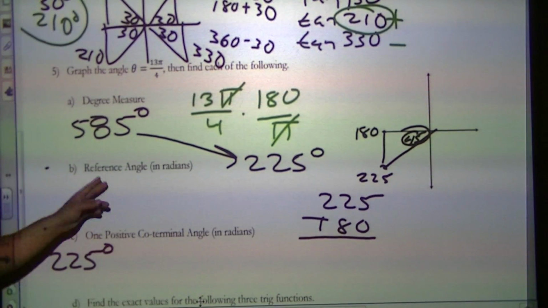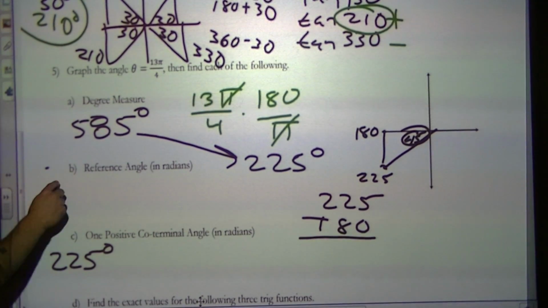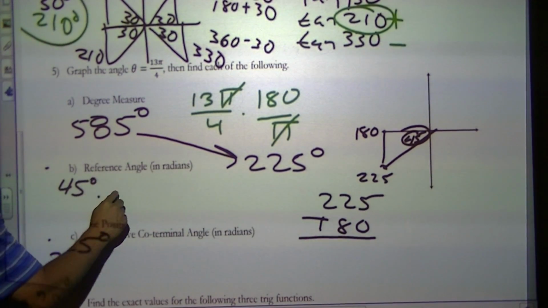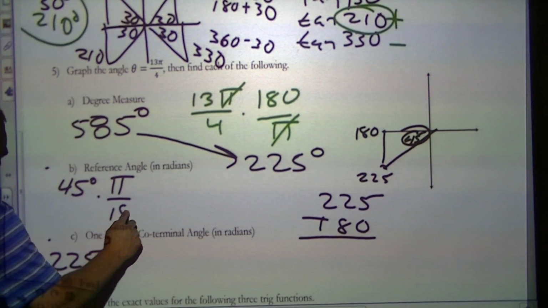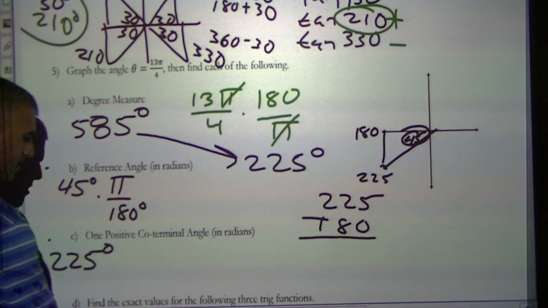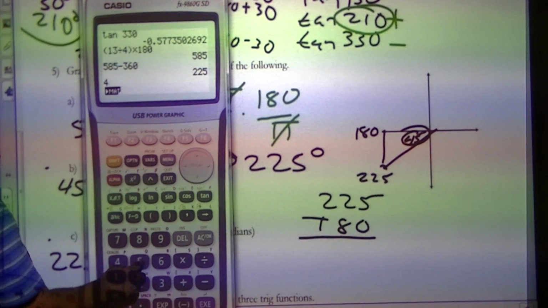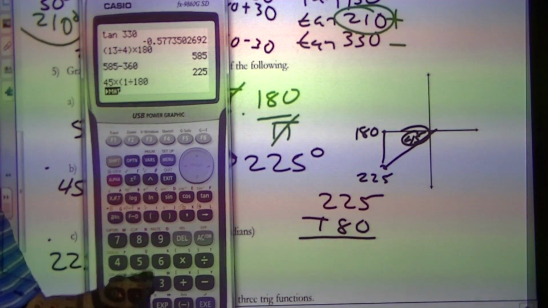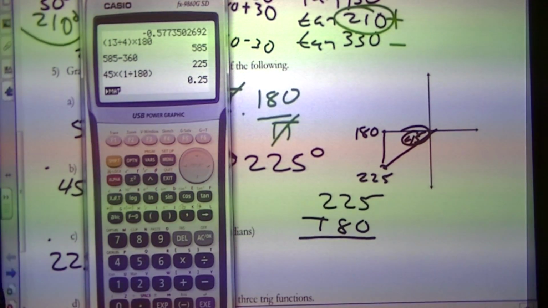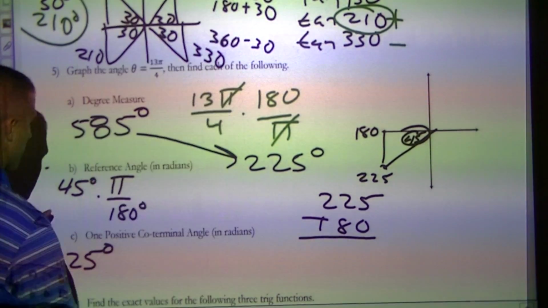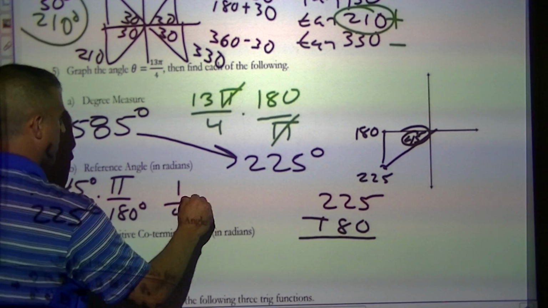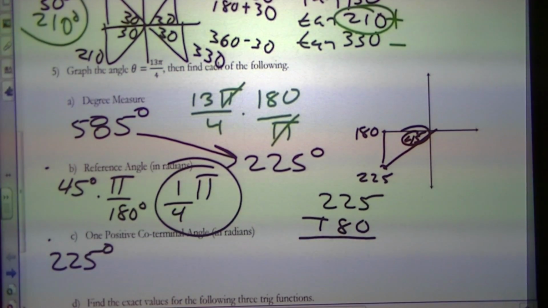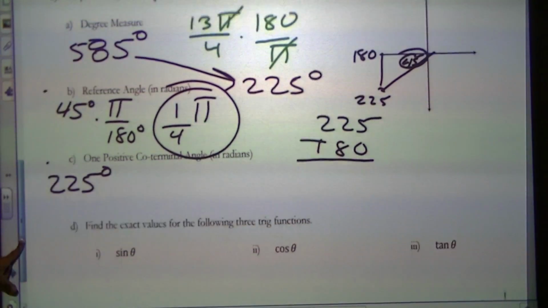Now the directions say write it in radians. Well, how do I convert that to a radian? Just multiply by pi over 180. So what I got is 45 times 1 over 180, which ends up being 1/4 pi. That's the reference angle. All right, got one coterminal.